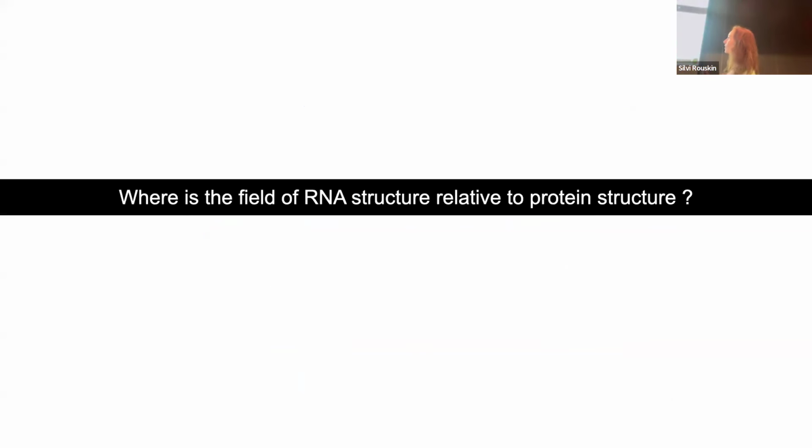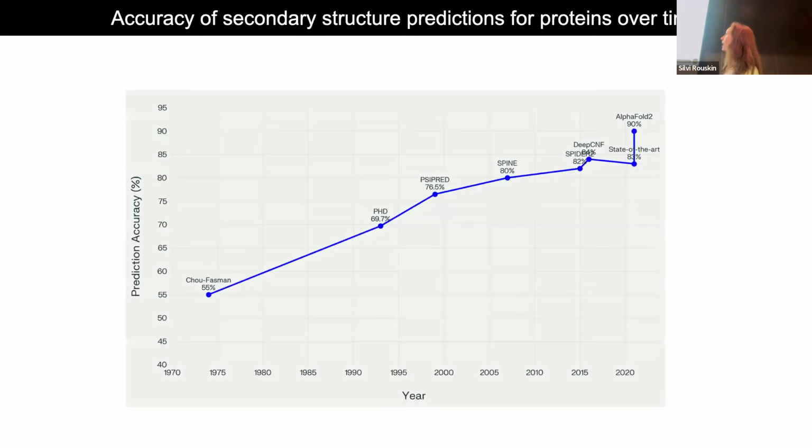So where's the field of RNA? And maybe that will help you a little bit in terms of protein structure. So I did a little research. And the protein structure field also started with secondary structure prediction. And there's the Chou-Fasman algorithm in 1975 that had 55% prediction accuracy in terms of alpha helices, beta sheets, the basic motifs. And you see for 20 years, not much happened.